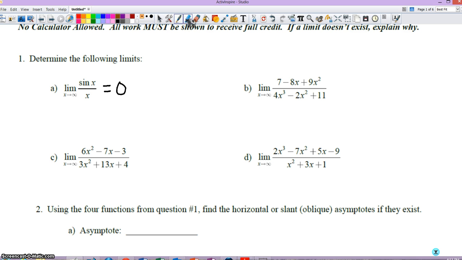This one, I look at my degrees. The degree of the bottom is bigger than the degree of the top, so it's automatically 0. For C, going to infinity, the degrees are the same, so it's your coefficients, 6 over 3, which is 2. This one has the top bigger than the bottom, so it has no limit. It does not exist, therefore it has a slant.